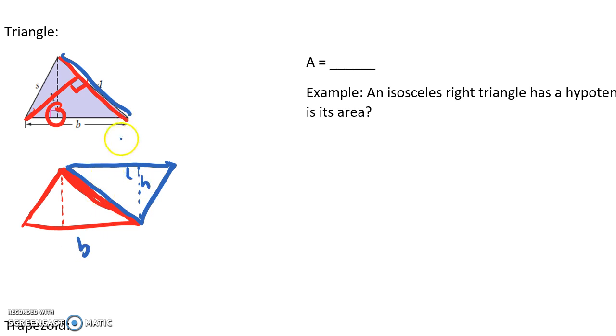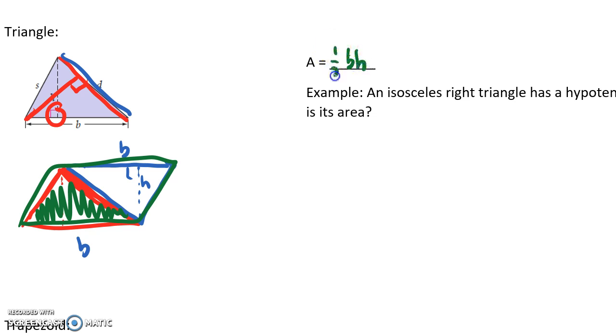If this is the base, this is also the base. And what shape have we created? Parallelogram, right? So if we look at this entire shape, this is a parallelogram, but we're only interested in this area here. So if we take the entire area of the parallelogram, which is base times height, and then divide that in 2, we get the area of a triangle.